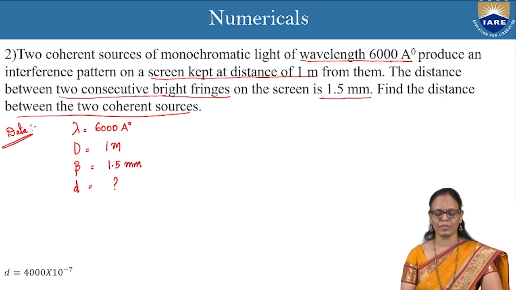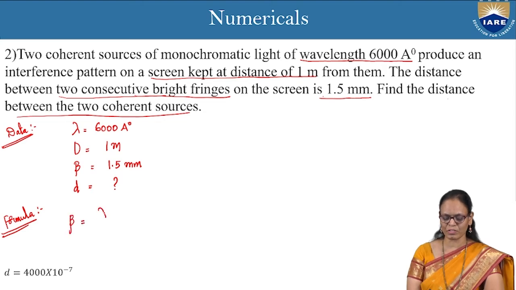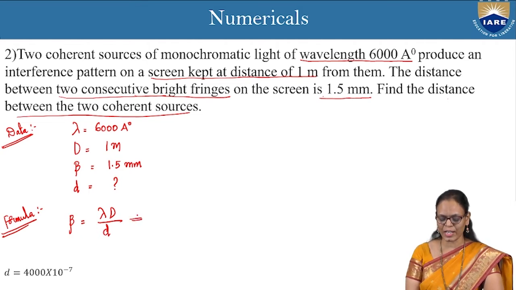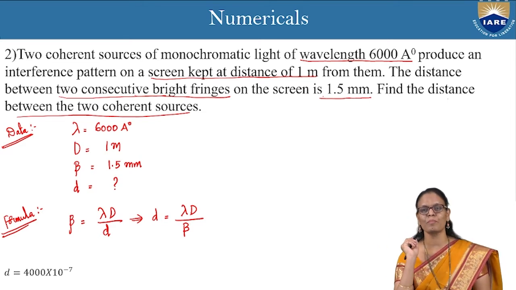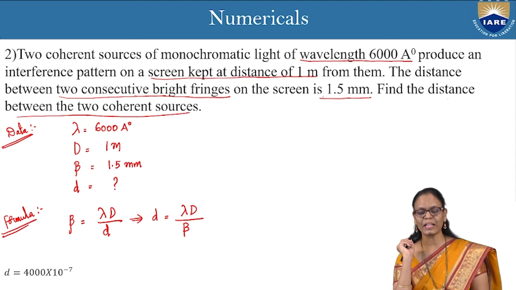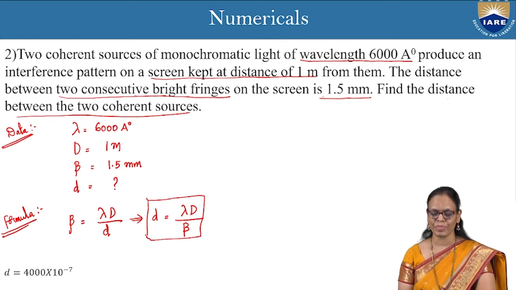So what is the formula we are going to use? For clarity and for you to remember, it is always good that we remember the basic formula for fringe width. Beta is equal to lambda D by d. But we have to find d. So from here I'll simply deduce the formula for small d. So small d will be equal to lambda D by beta. Instead of remembering 3-4 formulae, you can simply remember one basic formula for fringe width, and from that you can write any formula which is required depending upon what is asked in the numerical. So d is equal to lambda D by beta.